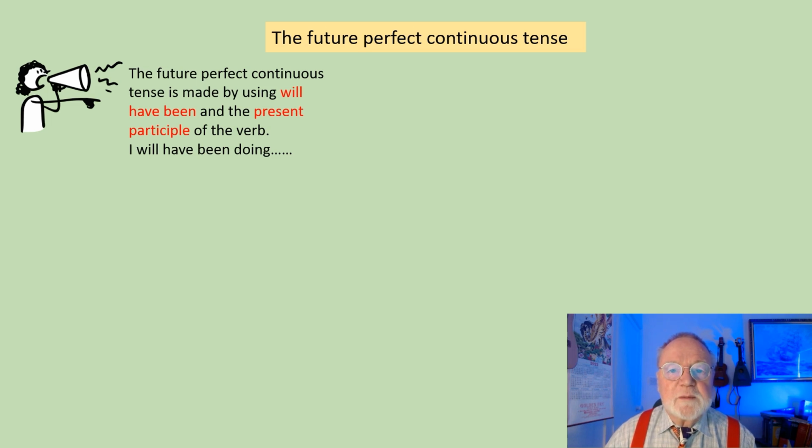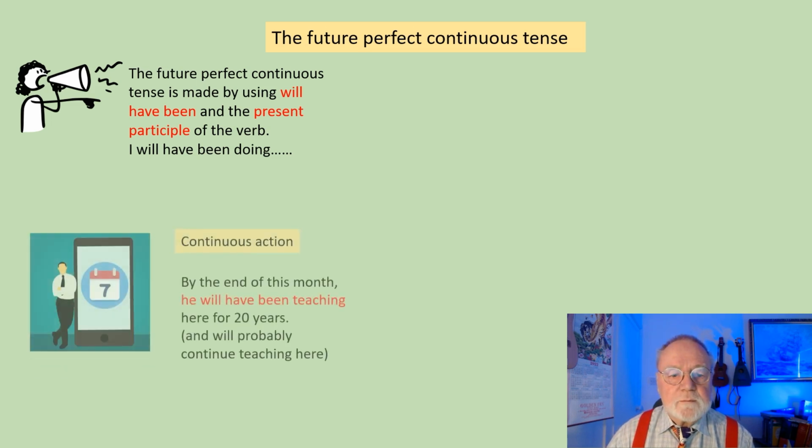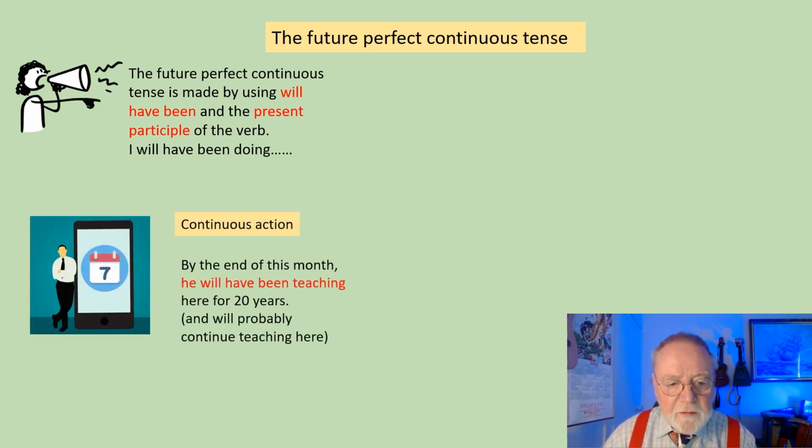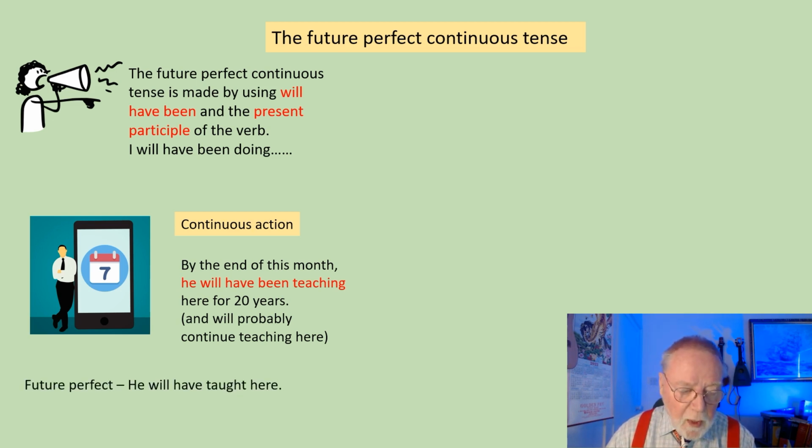Let me give you an example. By the end of this month, he will have been teaching here for 20 years and probably will continue to teach, although he could stop. You can express this in exactly the same way by using the future perfect. He will have taught here for 20 years. Both tenses are okay in this instance.